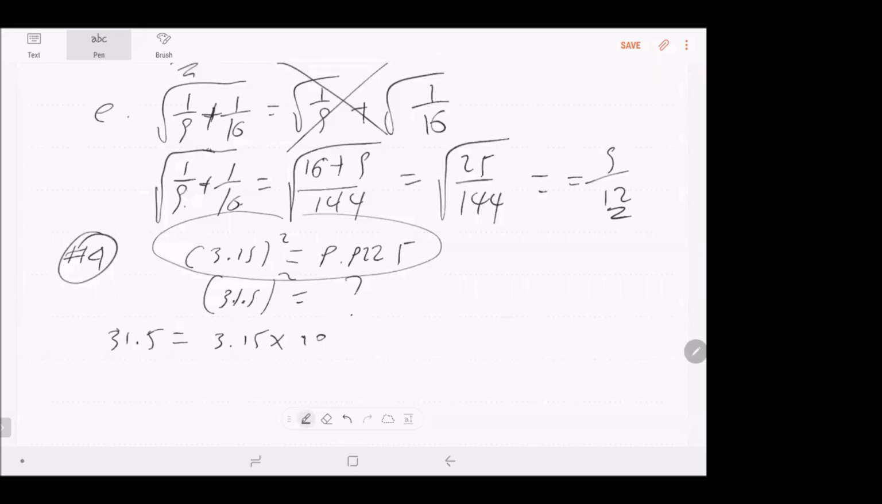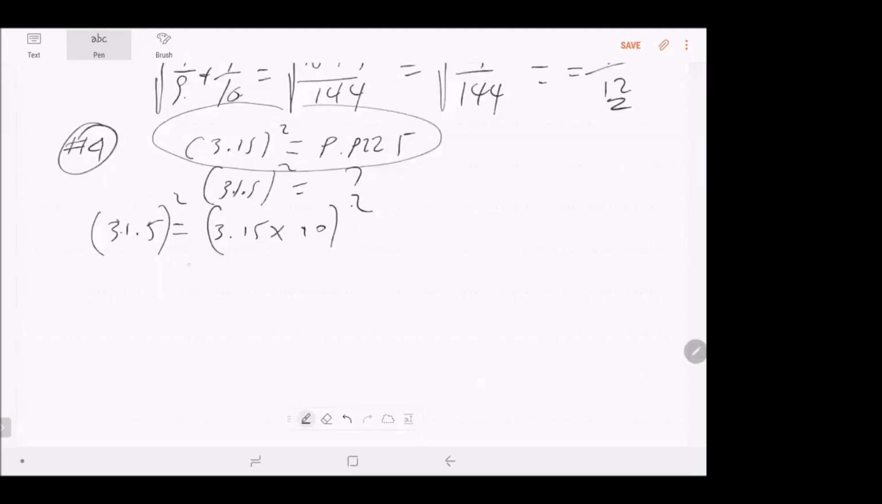31.5 means, in other words, when we shift the decimal point, it will be 3.15 times 10. So the square of this means the square of this one. When we multiply 3.15 by 10, we will get again 31.5. They are similar questions, similar expressions. By property, if you remember, (A times B) square means A square times B square. So when we apply this property to this question, we will get 3.15 square times 10 square.